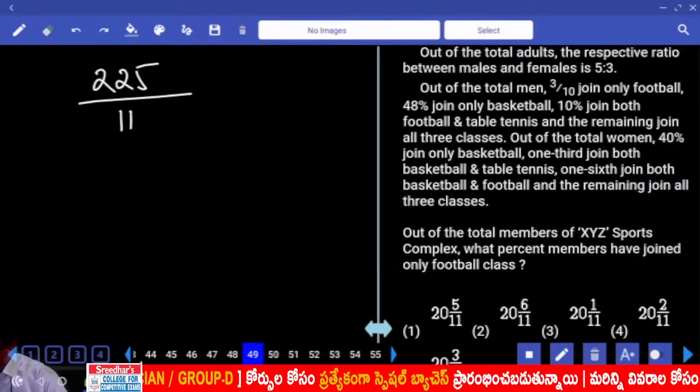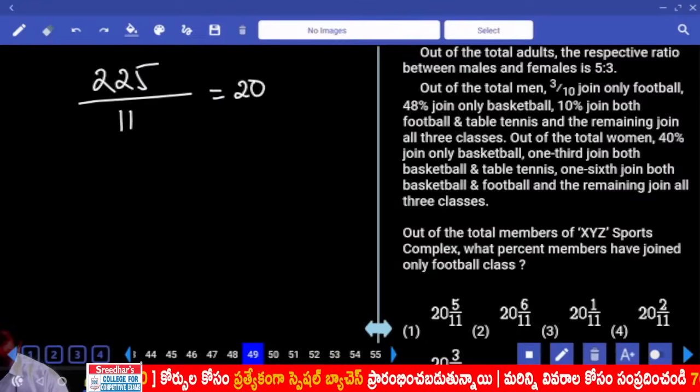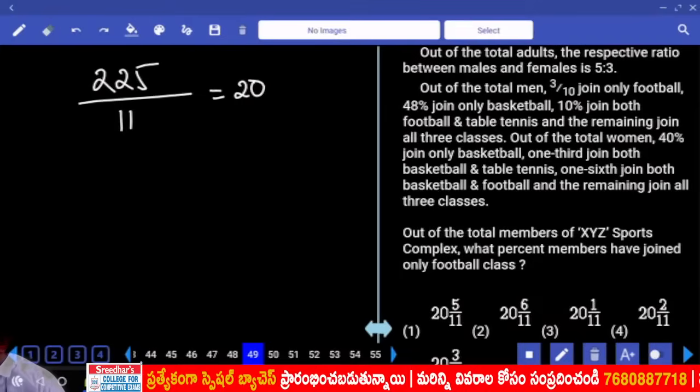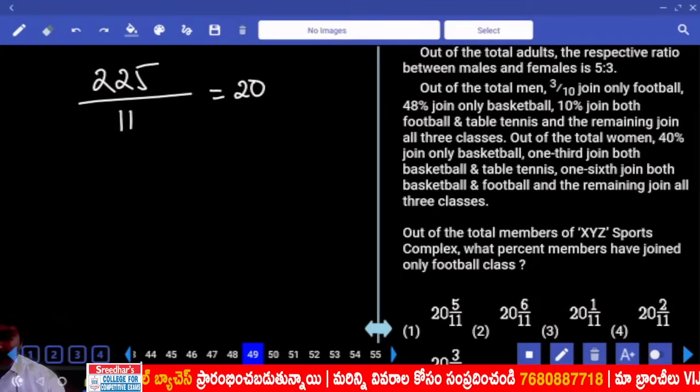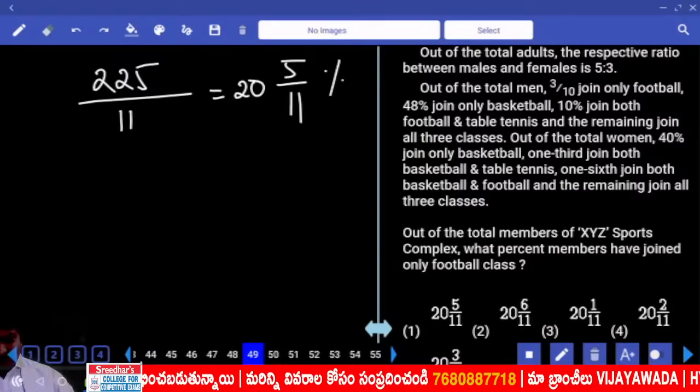What is 1%? 1100 times 1% is 11, so 225 divided by 11 gives about 20 percent. How much is left? By percentage.